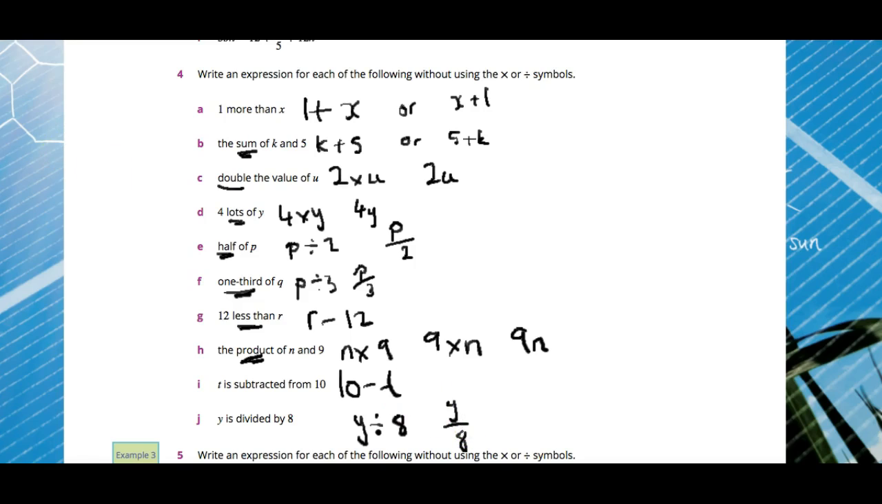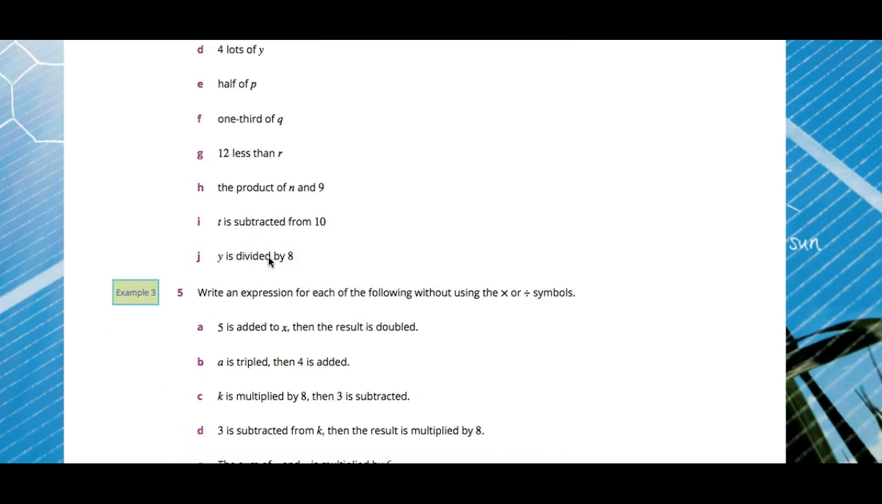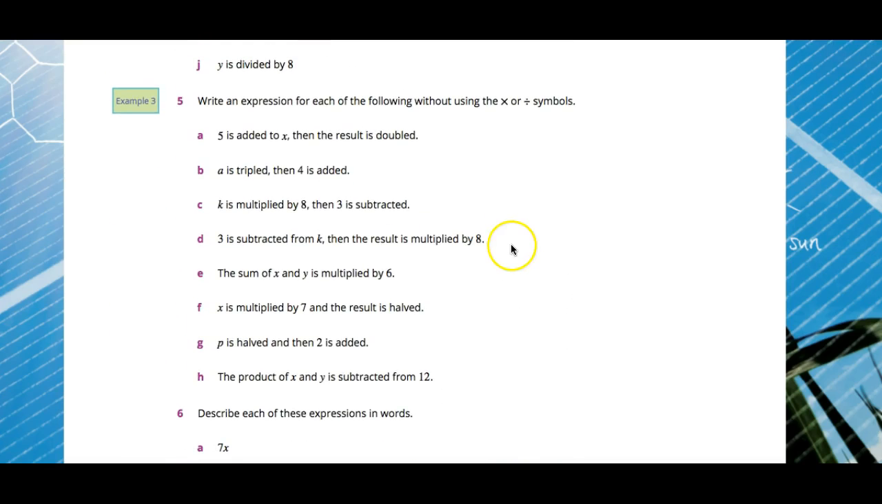All right, I'm going to clear that and just move on to question 5. Write an expression for each of the following without using the multiply or divide symbol. Okay, so the first one, 5 is added to x. So we've got to do this in 2 steps. So we can use the plus or the minus signs because we do that in algebra, but not multiply or divide.